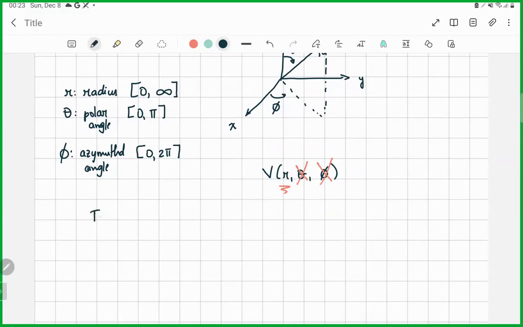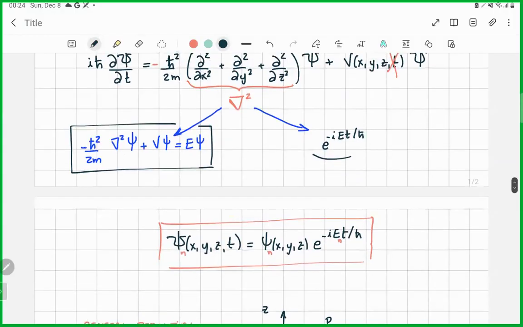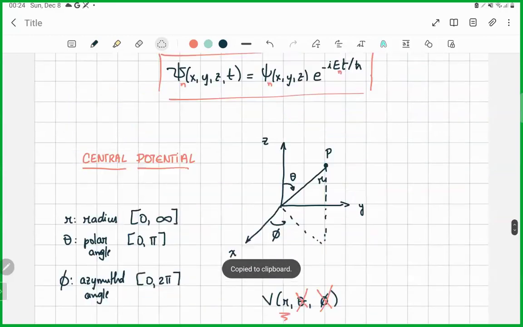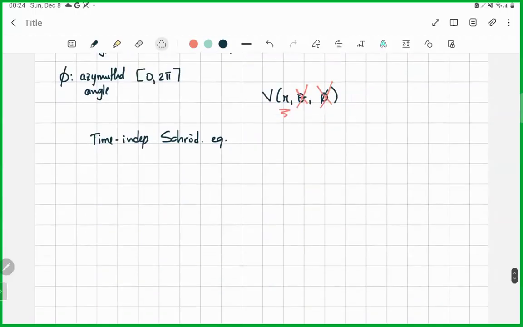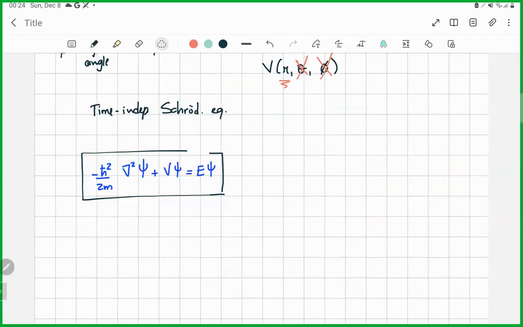So let me put here the time-independent Schrödinger's equation using spherical coordinates. So the time-independent Schrödinger's equation is this one in blue. And we are going to rewrite the same equation, but now in spherical coordinates. So let's bring this equation to where we are. Okay. And let's write it now using spherical coordinates.